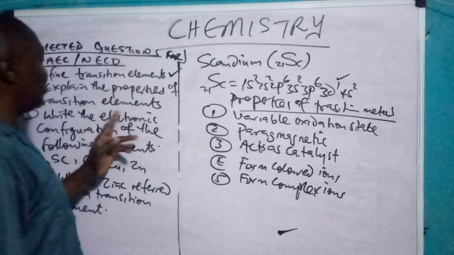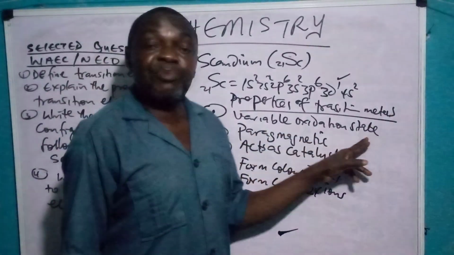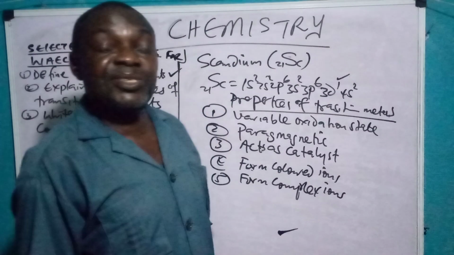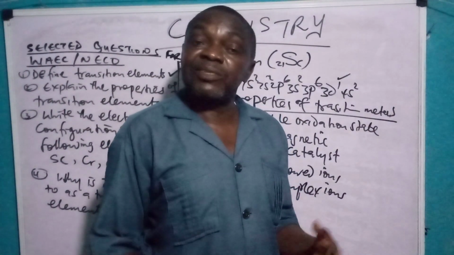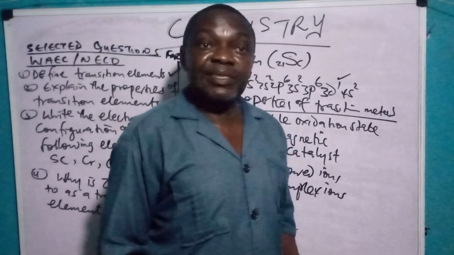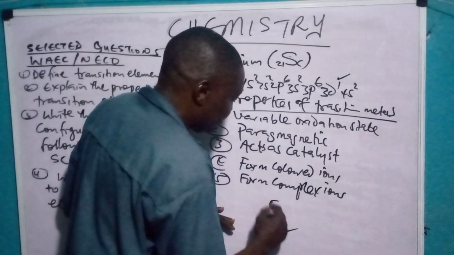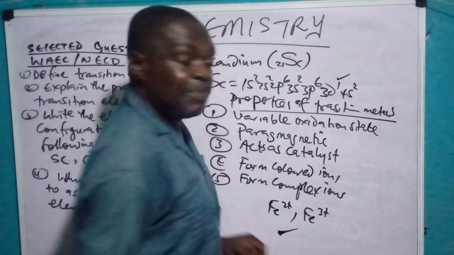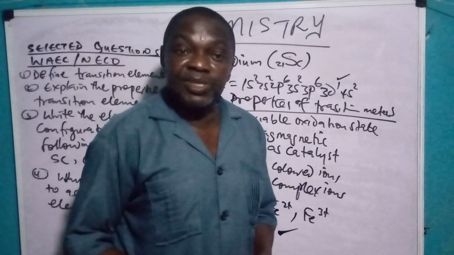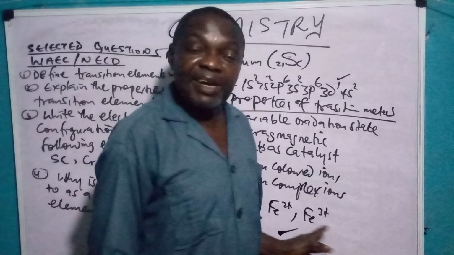So explain the properties of transition metal. The first one, they have variable oxidation state, meaning that the oxidation state is not just one, it's more than one. Like iron has several oxidation numbers. That is, you can have iron 2 and iron 3, depending on the compound it is combining with. For iron 2 chloride, you have iron 2.